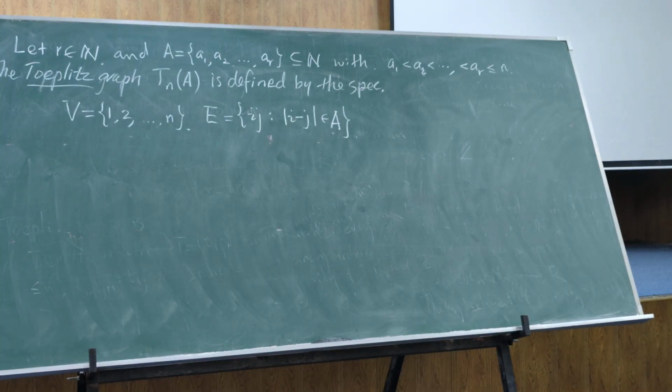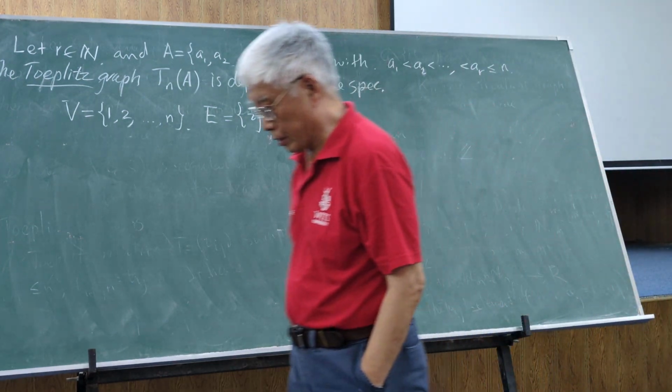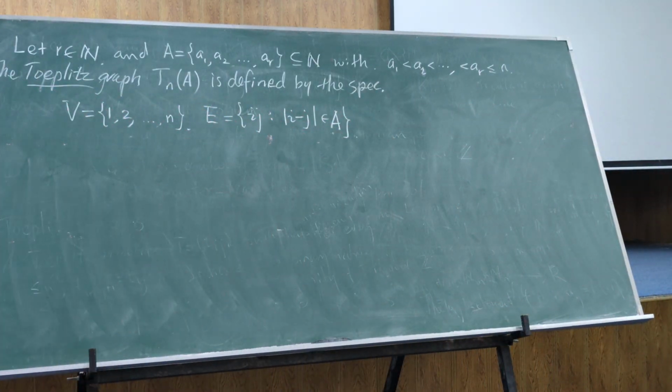Spanning means the subgraph has the same vertex set. Can you manage to write it down? If T is any Toeplitz graph, then there exists a circular graph G such that T is a spanning subgraph of G.